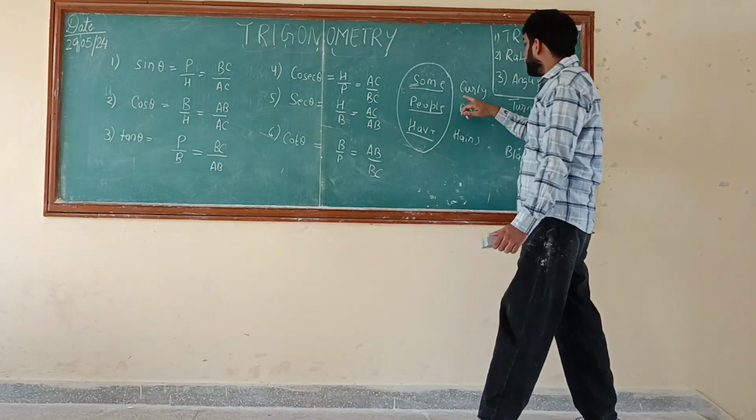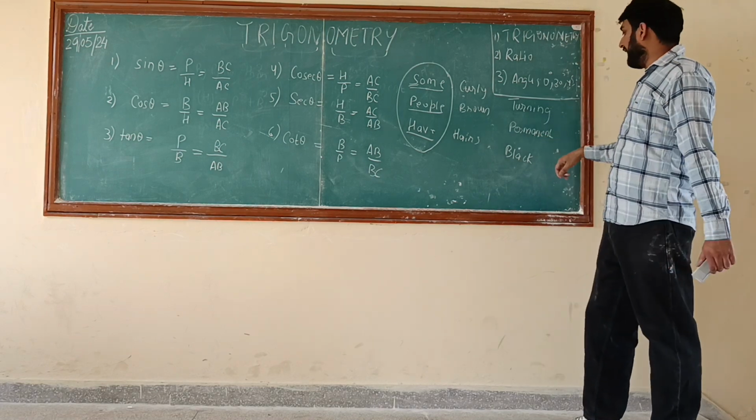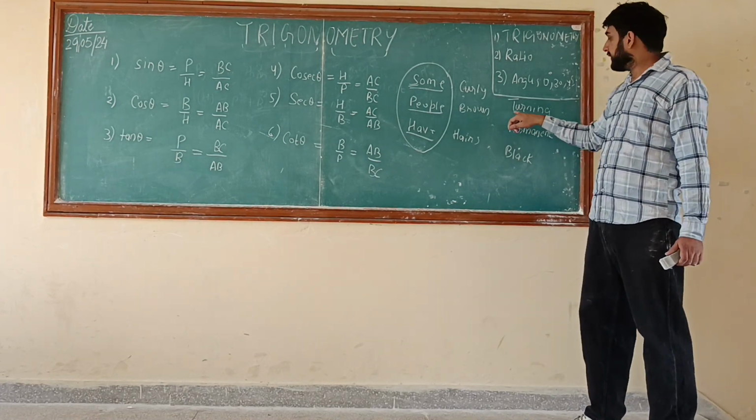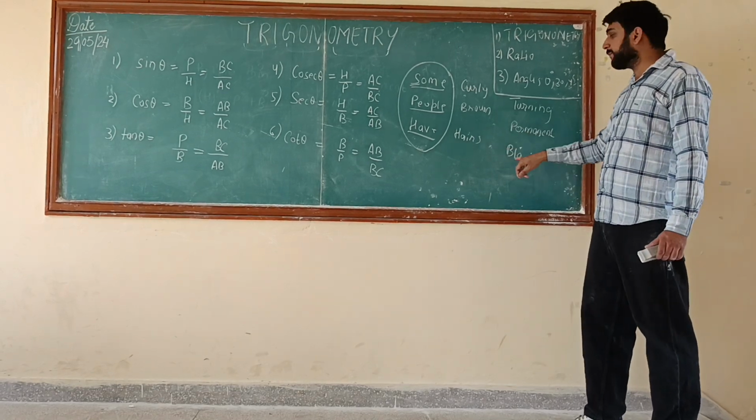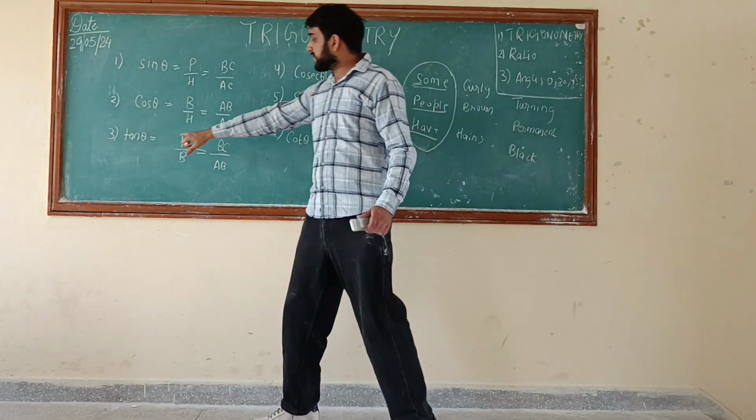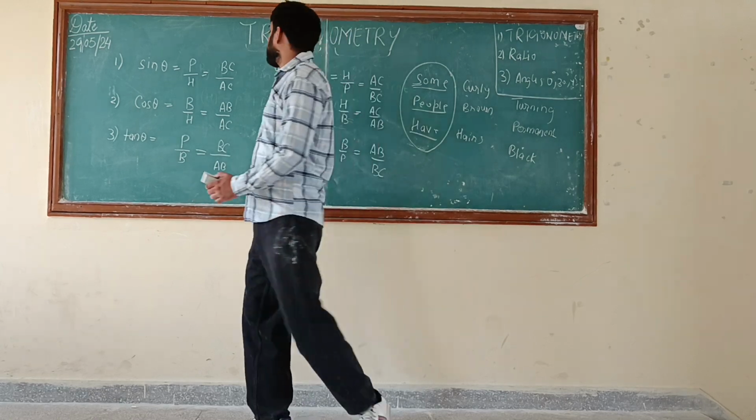And the last one is Turning Permanent Black. Here T stands for tan theta. Tan theta is equal to Permanent Black. Here P stands for perpendicular, B stands for base. So here tan theta is equal to perpendicular upon base.